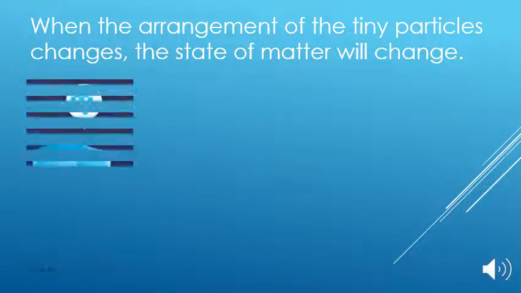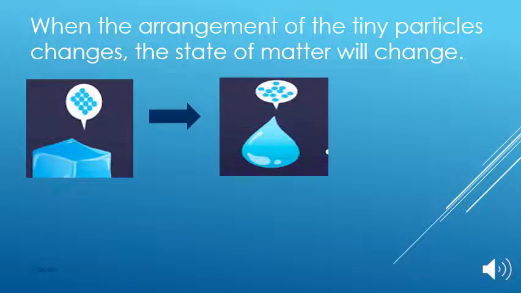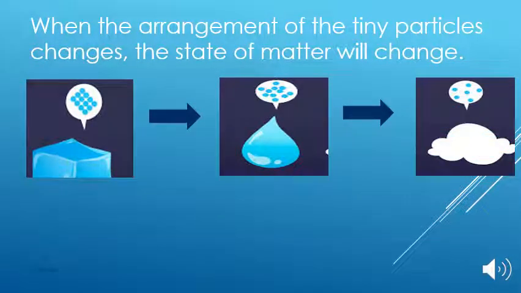Let's see how. As you see here, we have a solid and the particles are packed closely together. When it changes into a liquid, the particles will have more spaces and they begin to move. And then when you change from a liquid into a gas, the particles have more spaces and they can move freely.